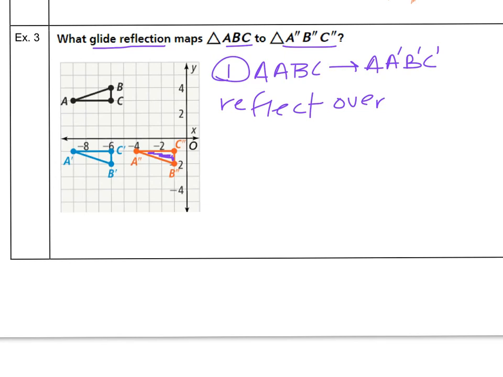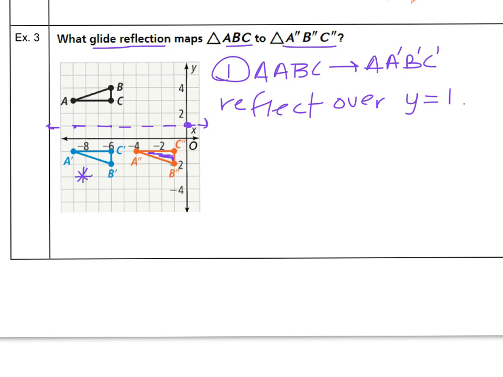Between A and A prime, right in the middle would be right here. And then C and C prime would be the same. B down to B prime, it's right in that middle as well. So I'm going to draw this dashed line in. And notice it goes through the y-axis at 1. That means from ABC to ABC prime, we're reflecting over the line y equals 1. And that gets us to the blue image.